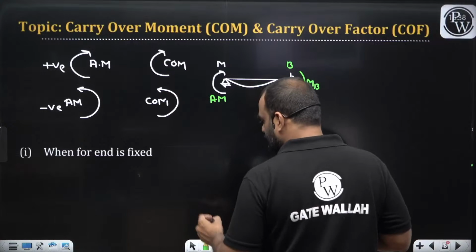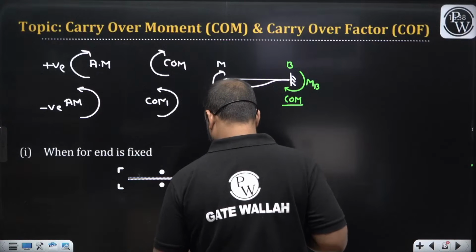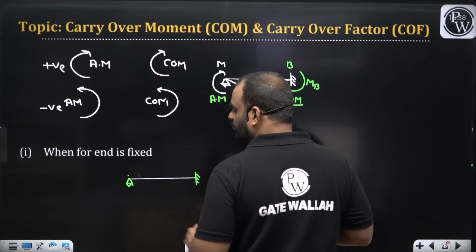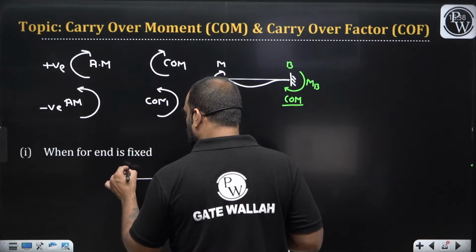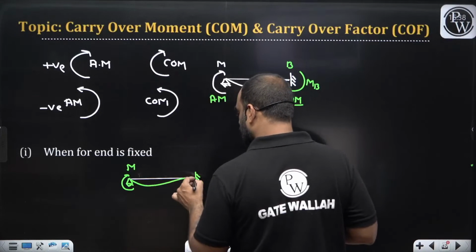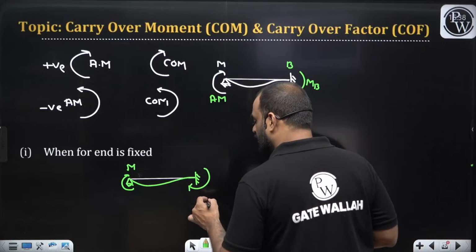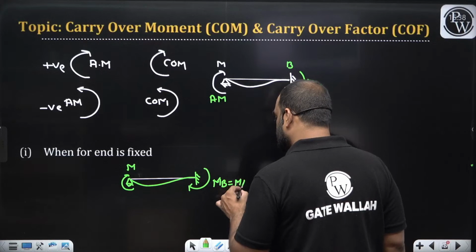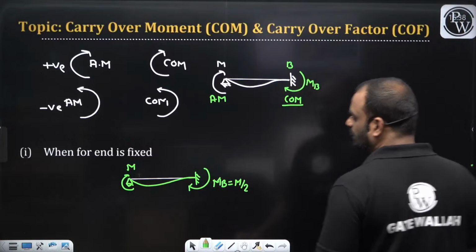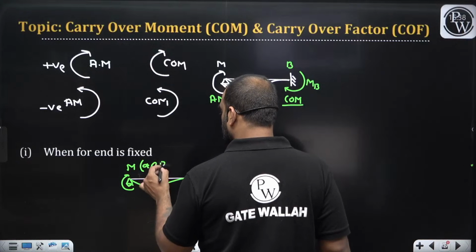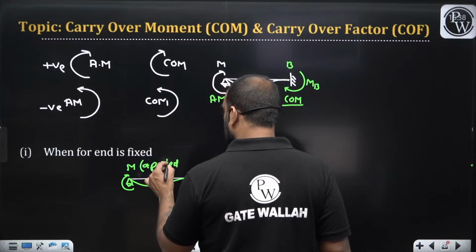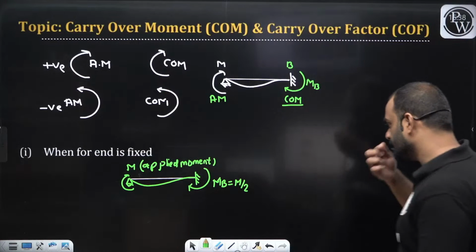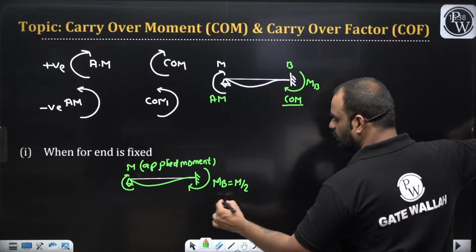Now let us take the case when far end is fixed. When far end is fixed, let us suppose this one is clockwise M. So guys, we will have another clockwise moment which is basically MB, and this MB is equal to just half of this particular value, which is our applied moment. Clear? This one is applied moment and this one is carryover moment.